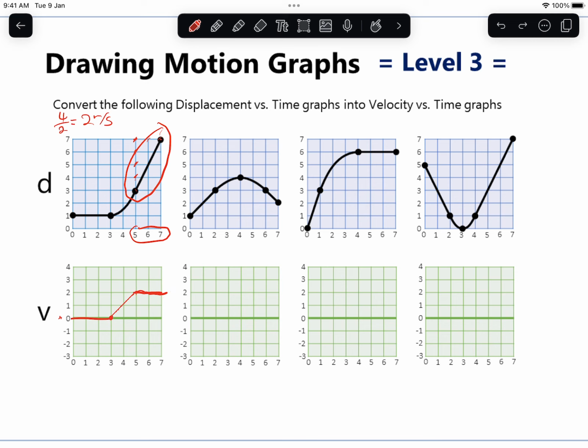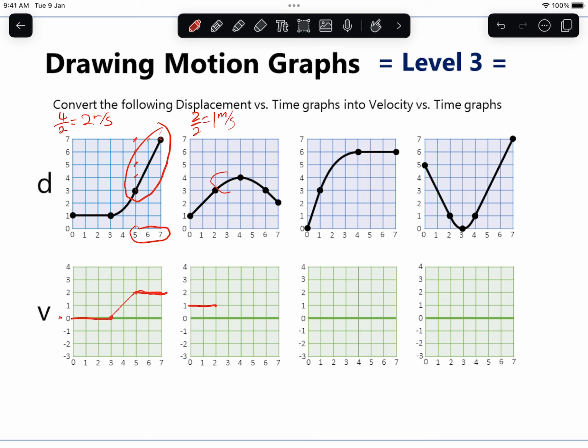All right, let's try this second one right here. Again, I've got a flat part here and a flat part here. I'm going to try and find the slopes of those and then connect these two with a straight line. So my first slope, it looks like I'm rise of 2, run of 2. So this first part here is 2 divided by 2, which is equal to 1 meter per second. So for the first 2 seconds, I'm going 1 meter per second.